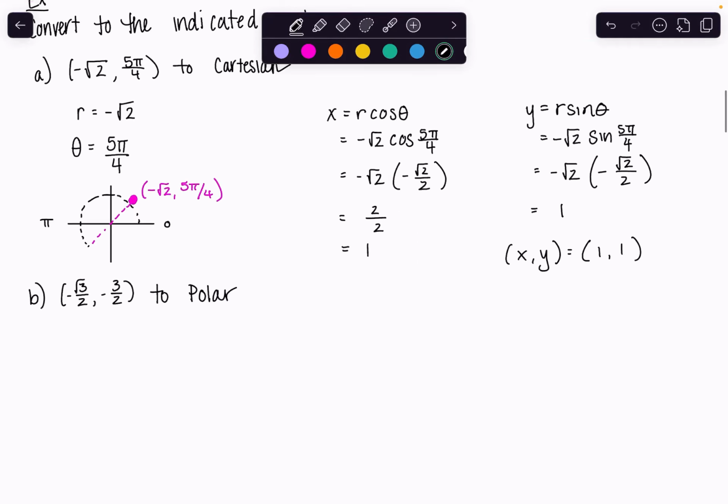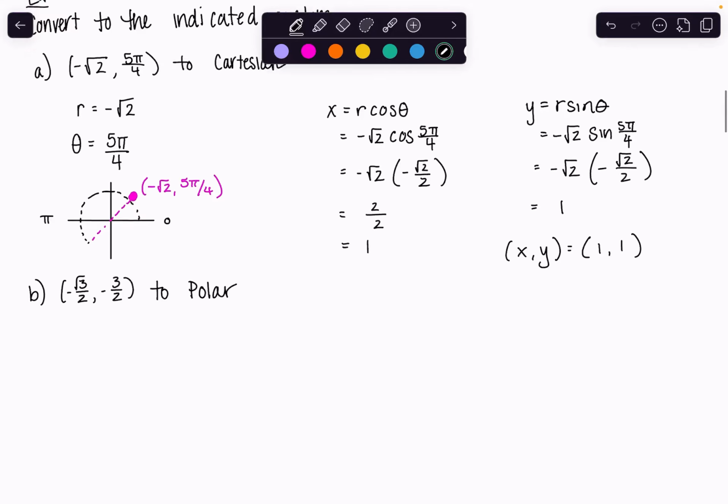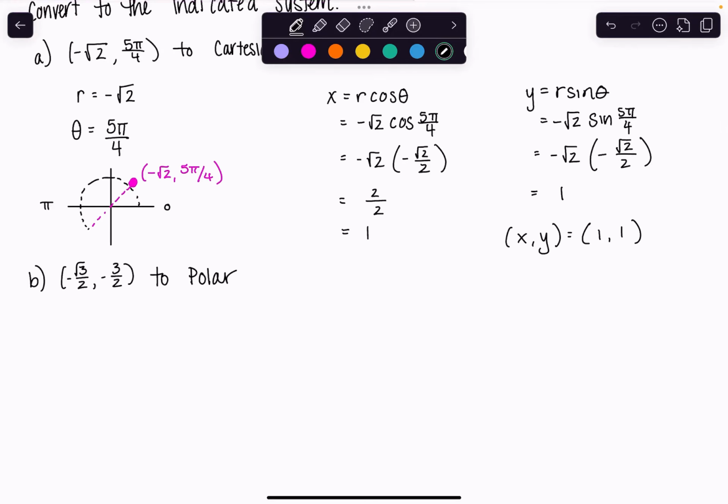We'll try another one of these where we want to convert to polar. And so again, I always like to go through and plot my points first, just because I think that helps out a ton. Okay. So both of my coordinates are negative. That tells me this point is somewhere here in quadrant 3. I don't know exactly where, somewhere roughly around here, but that's negative root 3 over 2, negative 3/2.